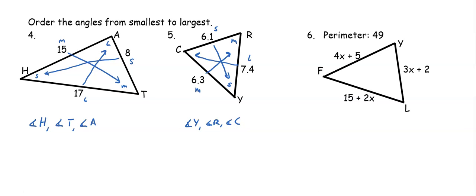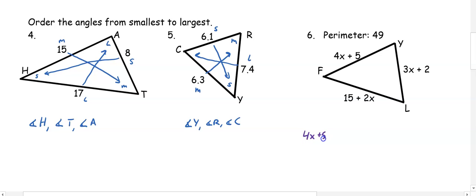Now in number 6, we don't know our angle measurements. We do know the perimeter. So sides do not equal a specific number, they equal the perimeter. But the perimeter can range from any type of number. It can be small or it can be really big. So we're going to add up our three sides and set equal to the perimeter to find our side length.